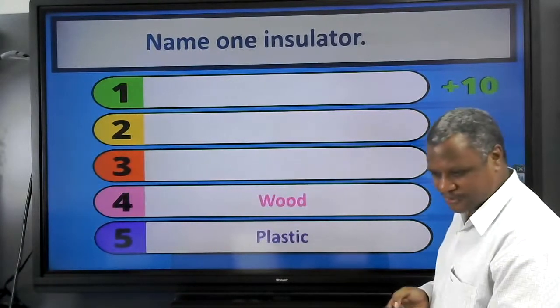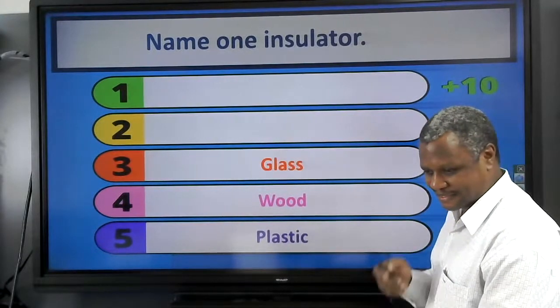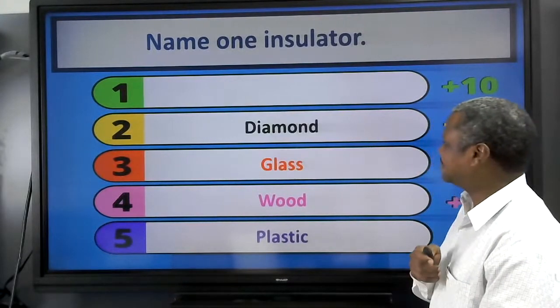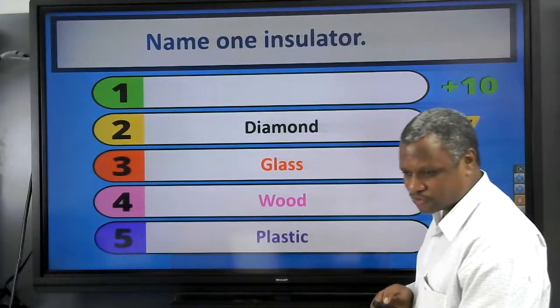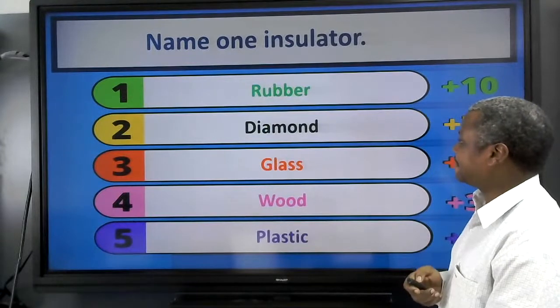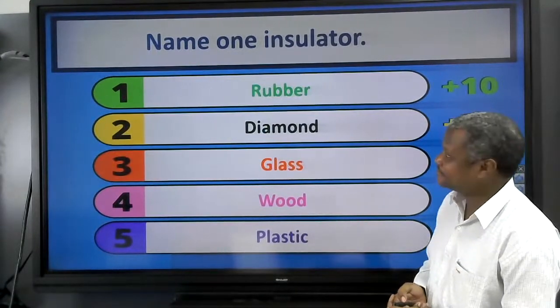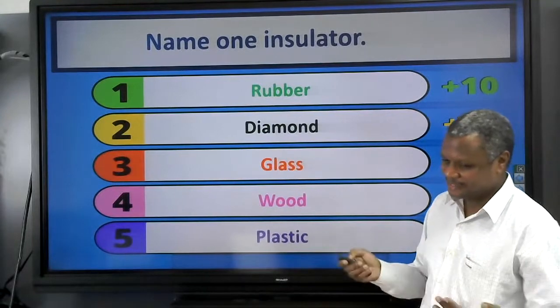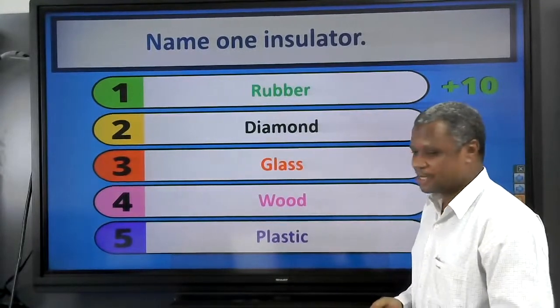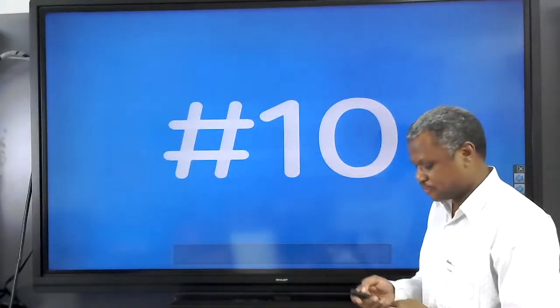I can see wood in your answer, correct. I can see glass in your answers, perfect. Diamond, I think one or two of you wrote diamond. And rubber is also an insulator. The last review question, which is question number 10, is the following.